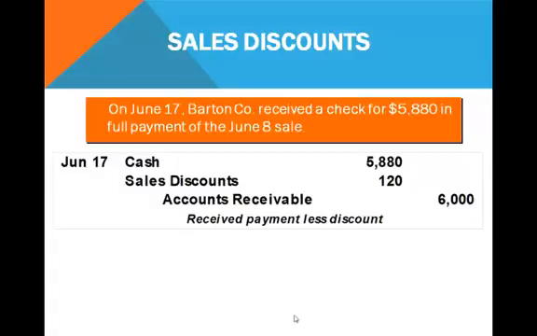On the income statement, the sales discount account of $120 will be deducted from the sales account of $6,000 to reflect the actual amount earned of $5,880 from this particular sale.